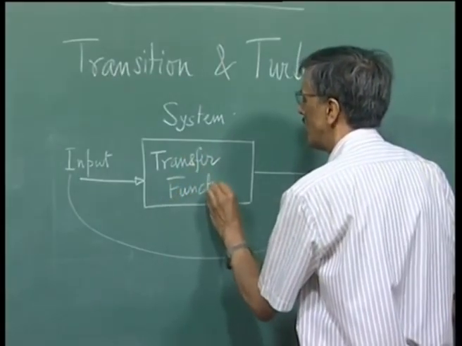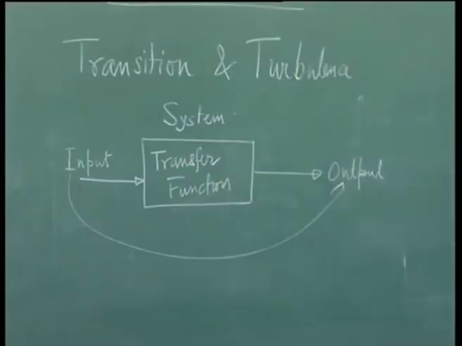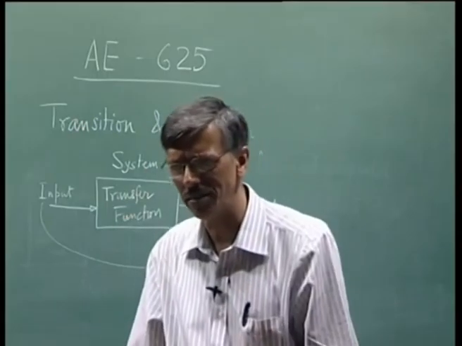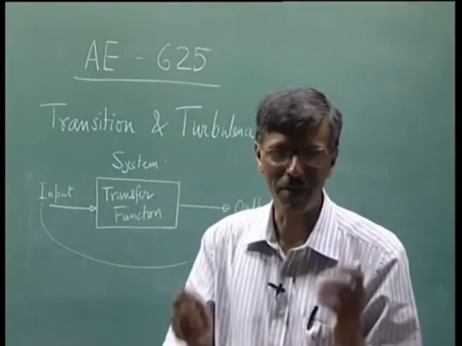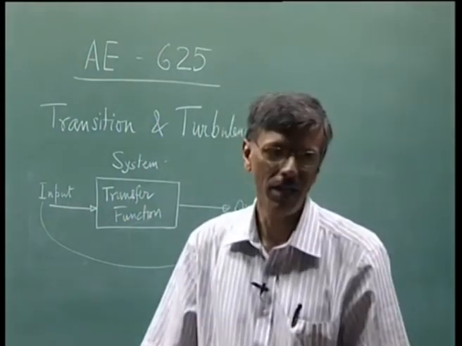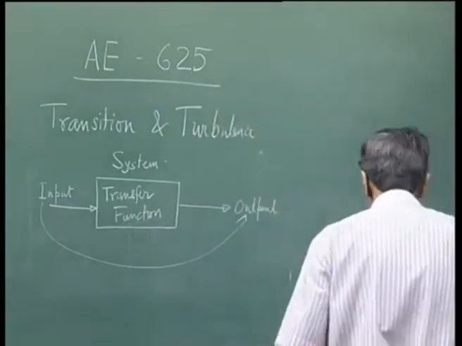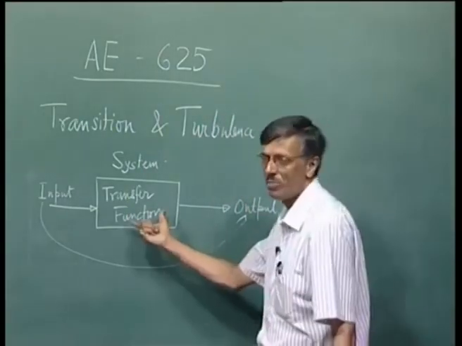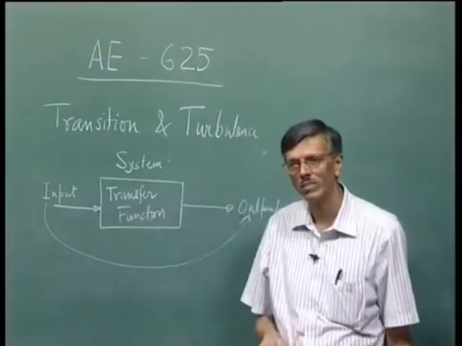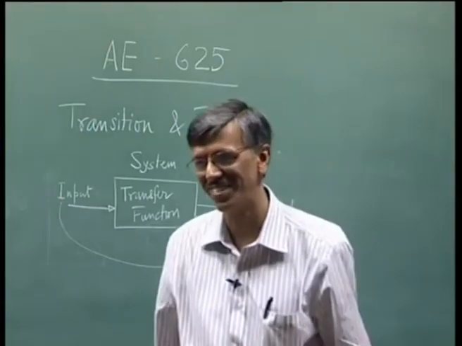So, what does this system do? It takes the input, multiplies it by the transfer function to give you an output. Transfer function is then the property of the system. So, I can have flow in the weather system without the heat transfer. I am talking about one kind of transfer function. The moment I add the heat transfer, the transfer function has changed.